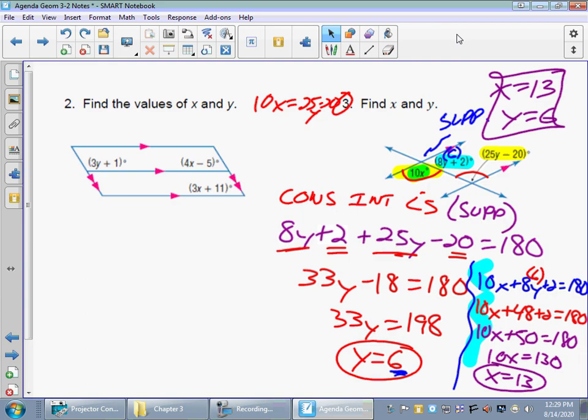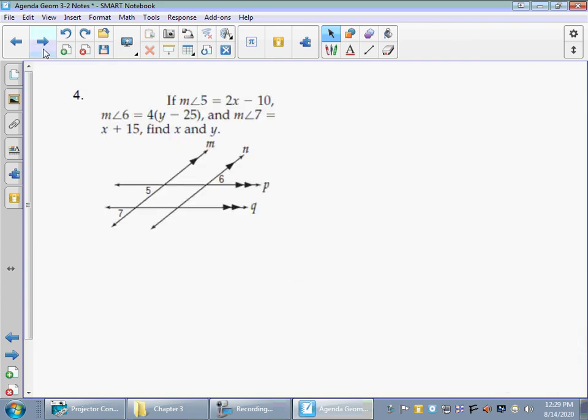So work on number 2 the same way. Find the relationship between two angles, and then try to solve for x and y. And then the same thing here with number 4. Number 4 is the same deal.